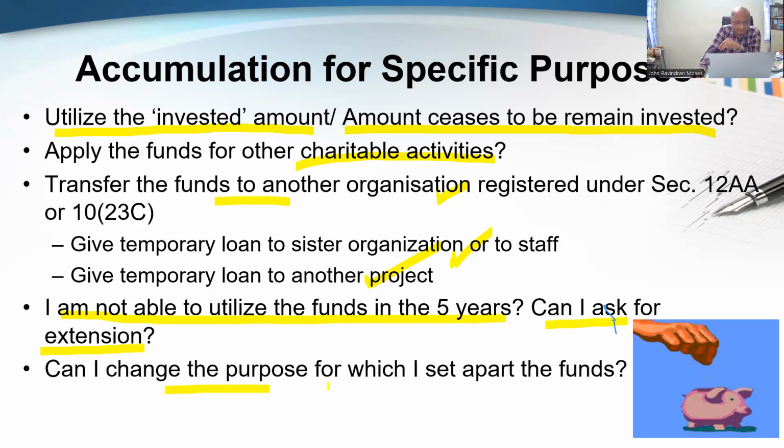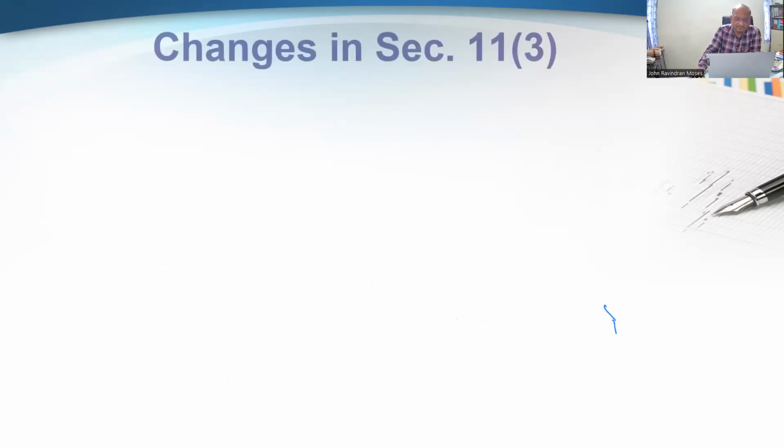Can I change the purpose? It's very much possible as long as it is within the overall objective of the organization. You can apply for modification of the purpose. You can approach the income tax officer and he will grant you the modification. And then you will be able to use the funds. Okay, right? And this is what is given under section 11.3.